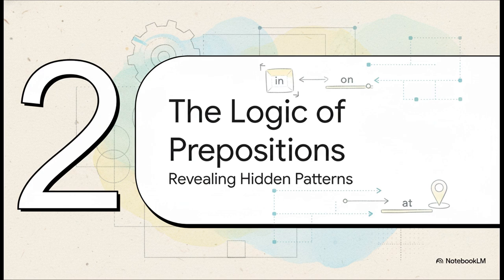All right, you ready for the next level? Let's talk about prepositions. You know, those tiny little words like in, on, and at that feel like they were designed to be confusing. Well, guess what? They're not random at all. They actually follow some very clear, very logical patterns, and we're about to uncover them.